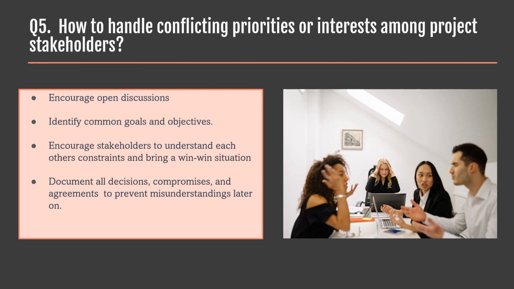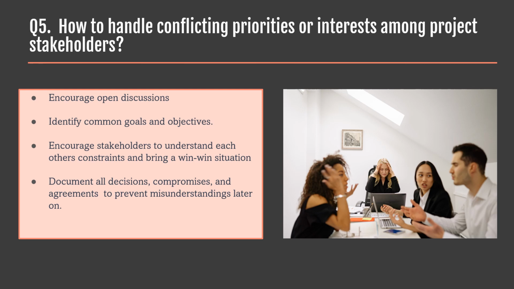Conflicting priorities or interests among project stakeholders are not uncommon. In such situations, Mary employed a collaborative approach. She facilitated open discussions, encouraged stakeholders to share their perspectives, and actively listened to their concerns. She tried to identify common goals and objectives like increasing customer satisfaction and optimizing the ordering process, and prioritized them based on importance and feasibility.